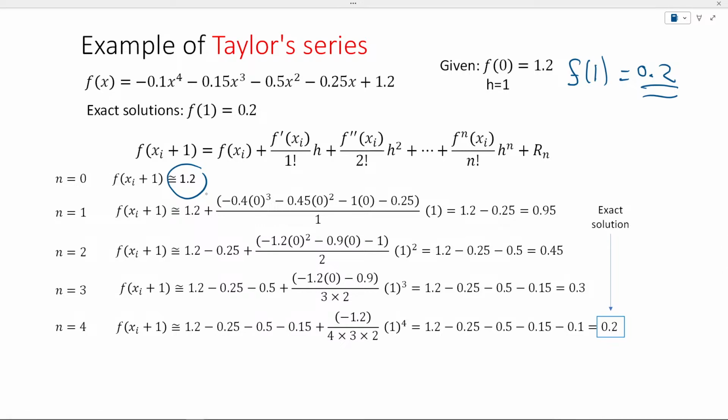In my second order approximation, I'm a little bit closer to the exact solution, but still far away. When I included the third term, which is the third derivative, on top of the first approximation term and the second approximation term, I'm getting closer. When I get to the third order approximation, which includes the third derivative, I'm approaching the exact solution.